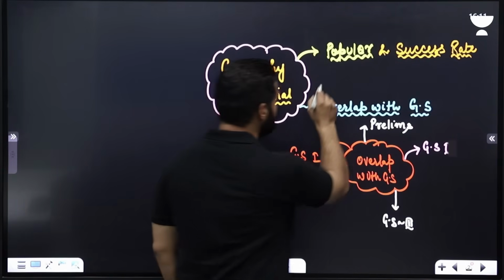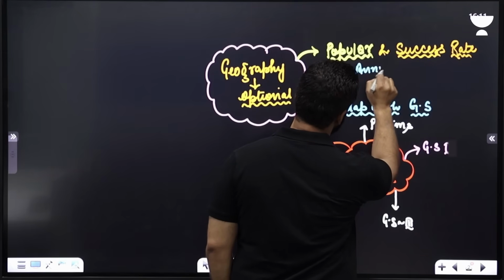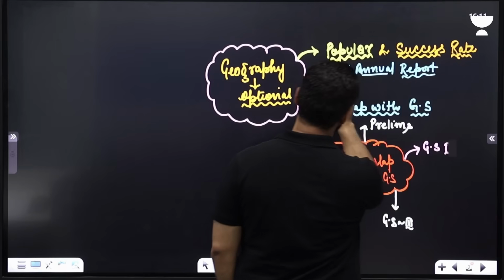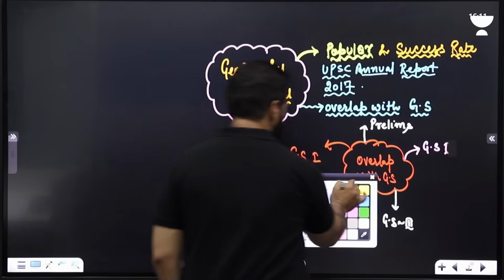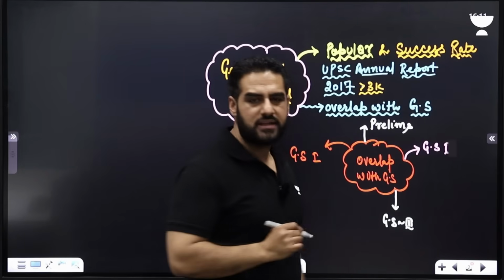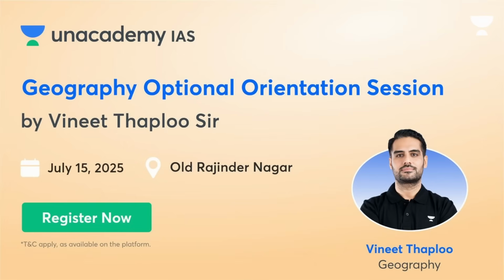success rate. As per the UPSC annual report, from 2017 onwards, more than 3,000 students have appeared in UPSC mains with geography as an optional, and more than 230 students have qualified this exam with geography as an optional. It means the success rate of this subject is around 6 to 7%.